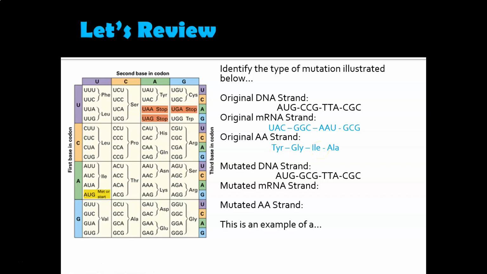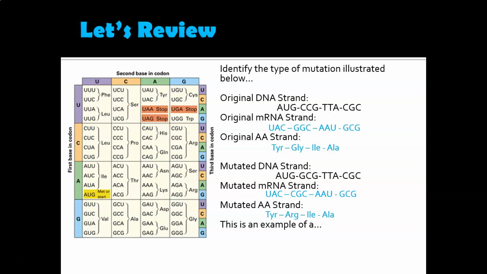Now I have a mutation that happens. So I'm going to take that mutated strand and do the same thing, transcribe it into my messenger RNA following those complementary base pairing rules. So my sequence looks something like this, and then I take that mRNA and use that codon chart to figure out my amino acid strand. And so here's what I end up with.